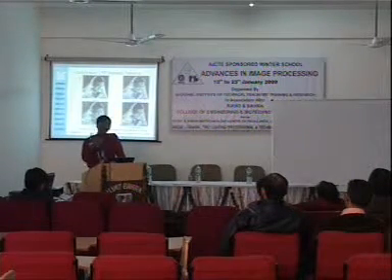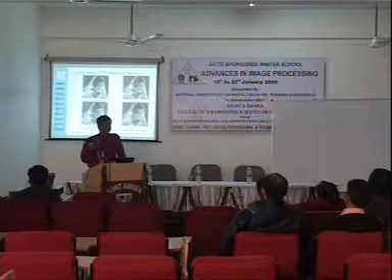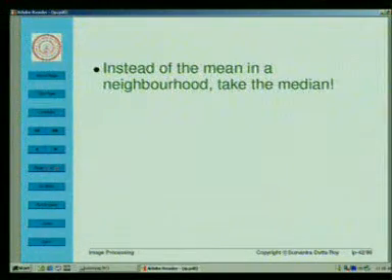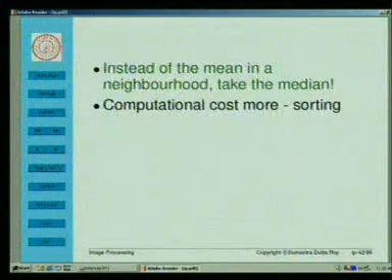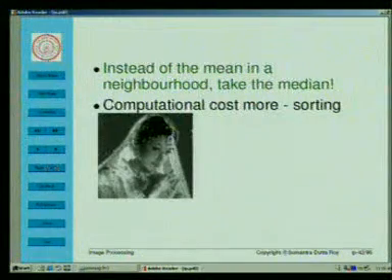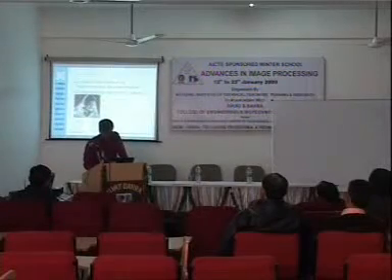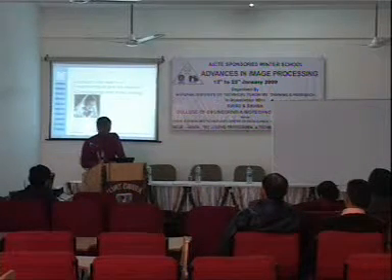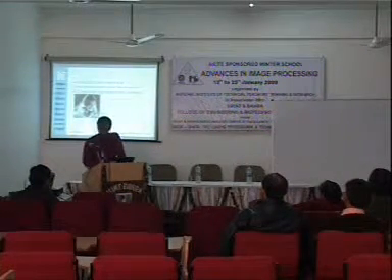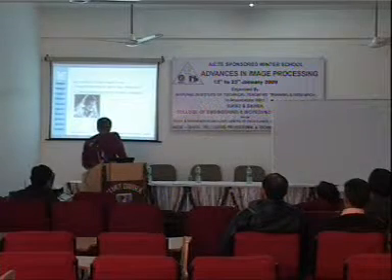Okay? So instead of the mean, which is basically a smoothing operation, why not take the median? Computational cost is more because it involves sorting. You sort the number of elements, take the middle. Okay? So you can get some example like this. That depends on the noise distribution, of course. Okay? And it might be interesting.